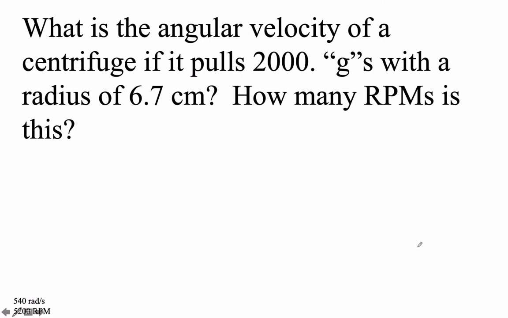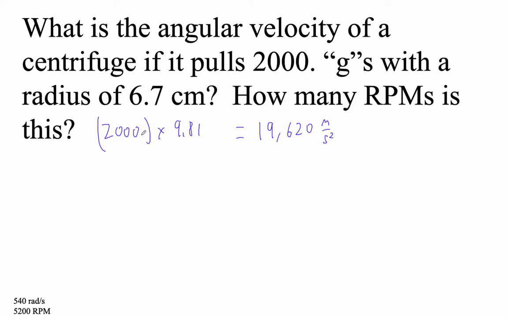All right. What is the angular velocity of a centrifuge if it pulls 2,000 Gs with a radius of 6.7 centimeters? How many RPMs is this? Okay, 2,000 Gs is 2,000 times 9.81. That's literally what that means. So 2,000 times 9.81 is 19,620 meters per second squared.